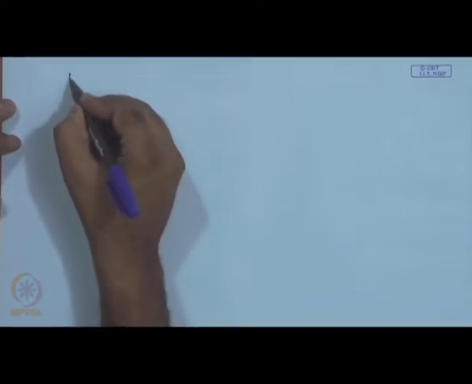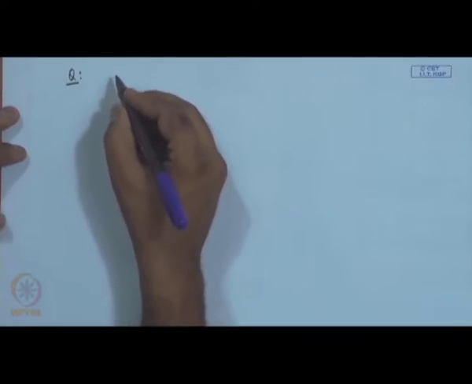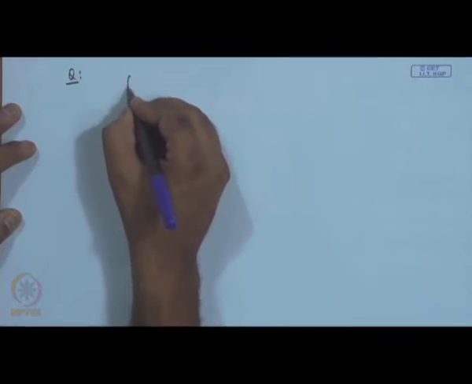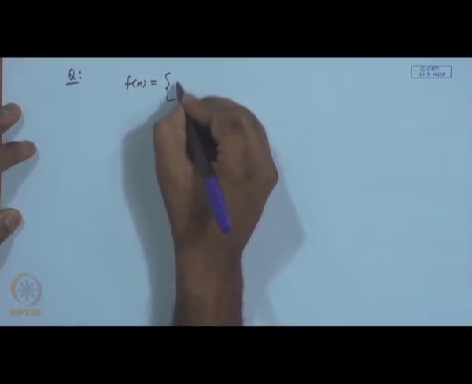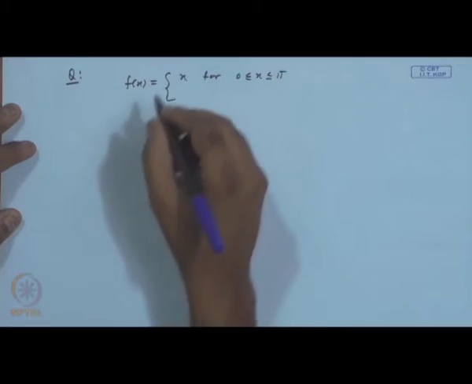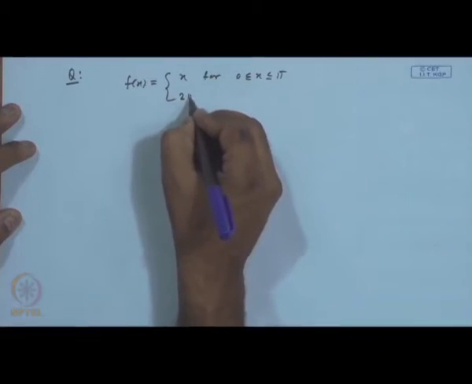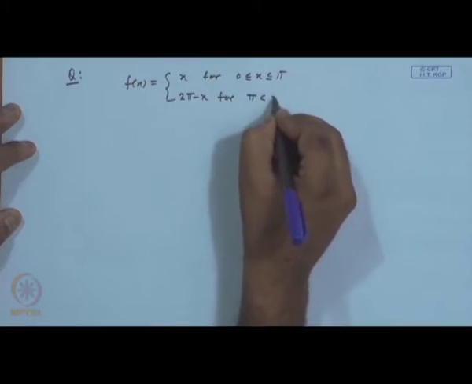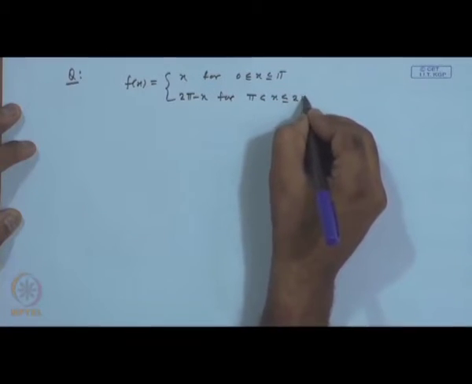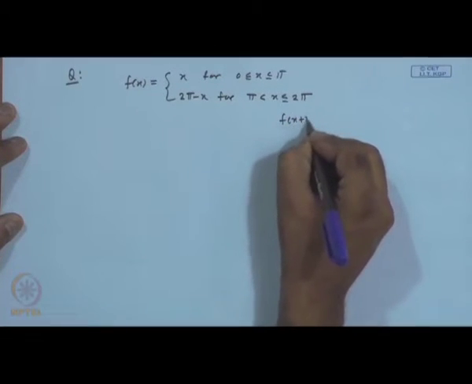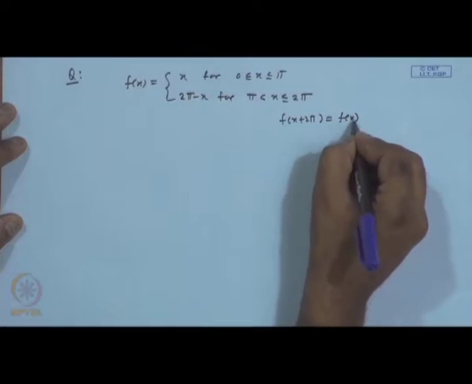So, now we consider an example with this consideration. Obtain the Fourier series to represent f(x), which is given by x for 0 to pi, and 2 pi minus x for pi to 2 pi, and then the function is periodic. So, f(x + 2 pi) is f(x).